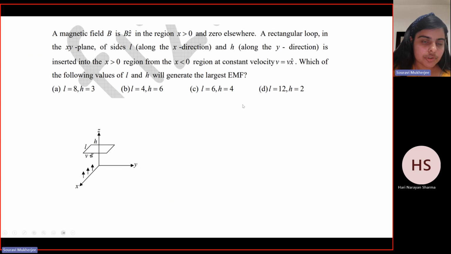Here you know that the magnetic field is pointing upwards. The velocity is along x. So can you tell me what the direction of the force will be? In what direction will the force be?